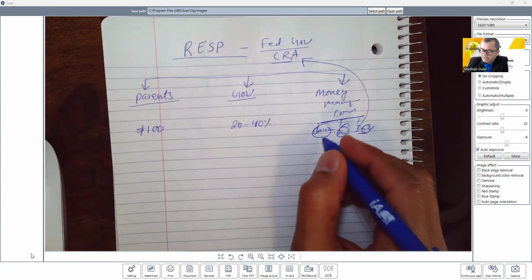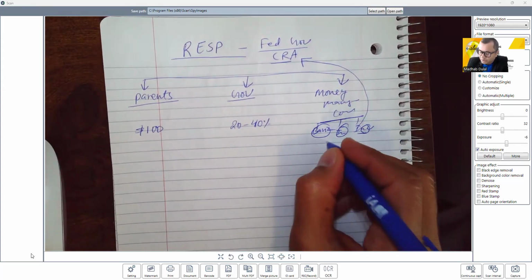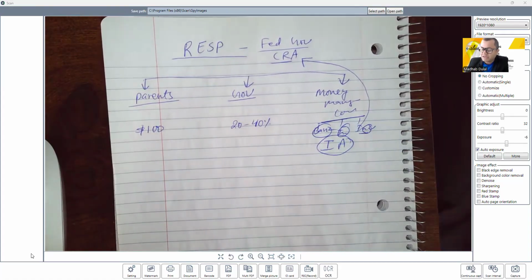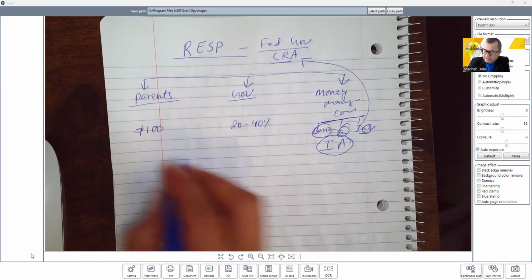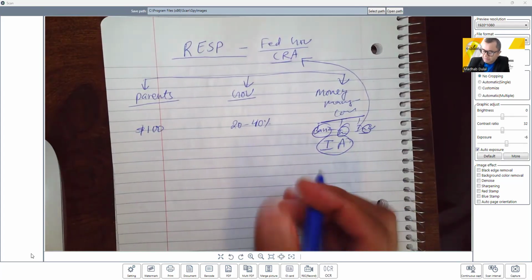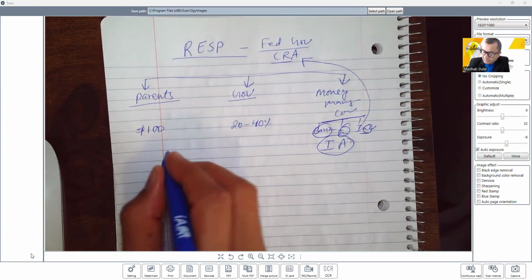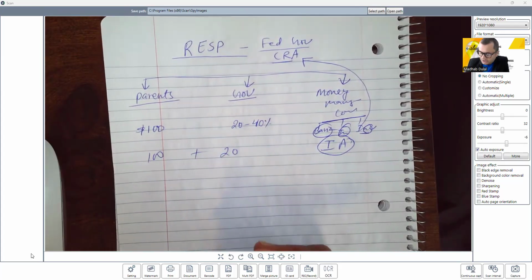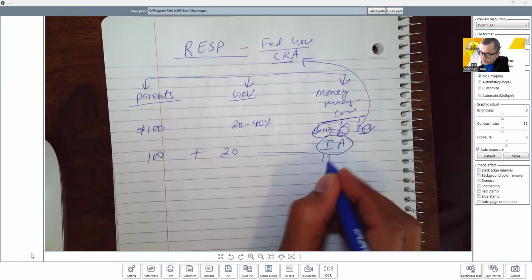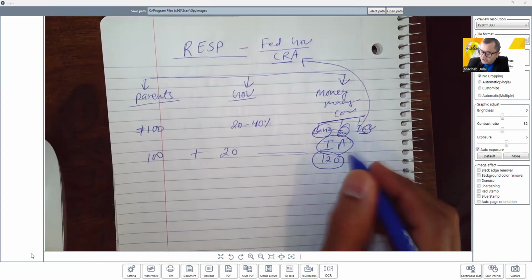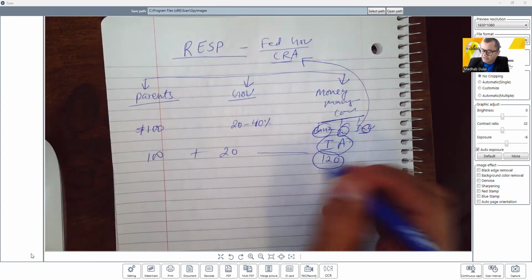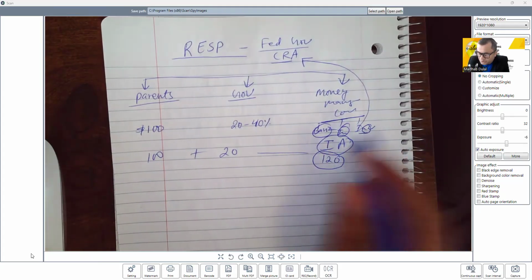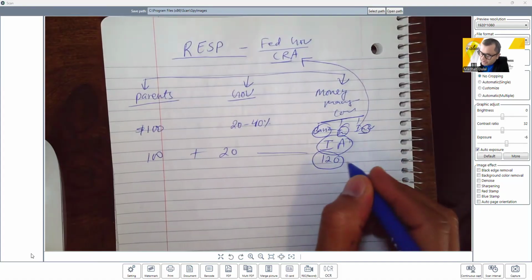For example, I normally open the RESP with IA Financial Group, which is an investment or insurance company, right? So if someone opens your RESP and puts in $100, and the government puts in, just for example, $20, then this $120 goes to the account you opened, whether that is a bank, insurance company, or investment company. It's up to you wherever you want to put it.